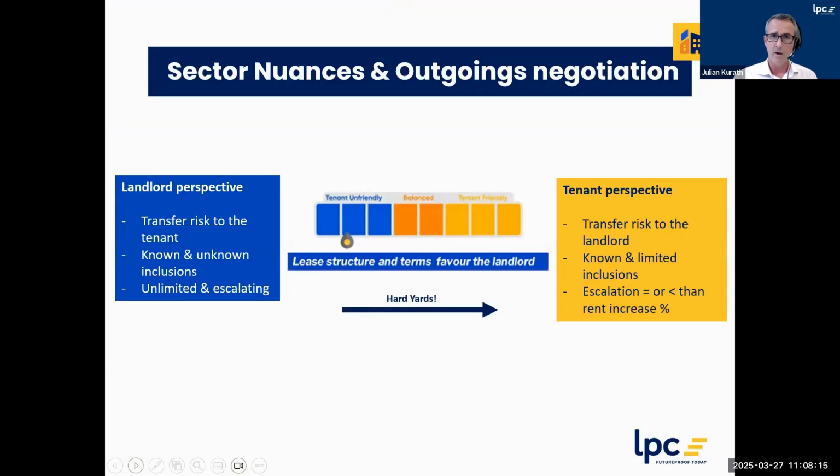So the barometer here highlights the lease norms for outgoings, and they currently favour the landlord. The chart also shows the opposing perspectives, with the landlord wanting to transfer risk to the tenant to ensure outgoings are open-ended, i.e. they include unknown items in the future, and to ensure that it is unlimited and escalating, a cost that transfers to the tenant. The tenant's view is the opposite, with the risk transferred back to the landlord with limited inclusions and a form of capping.